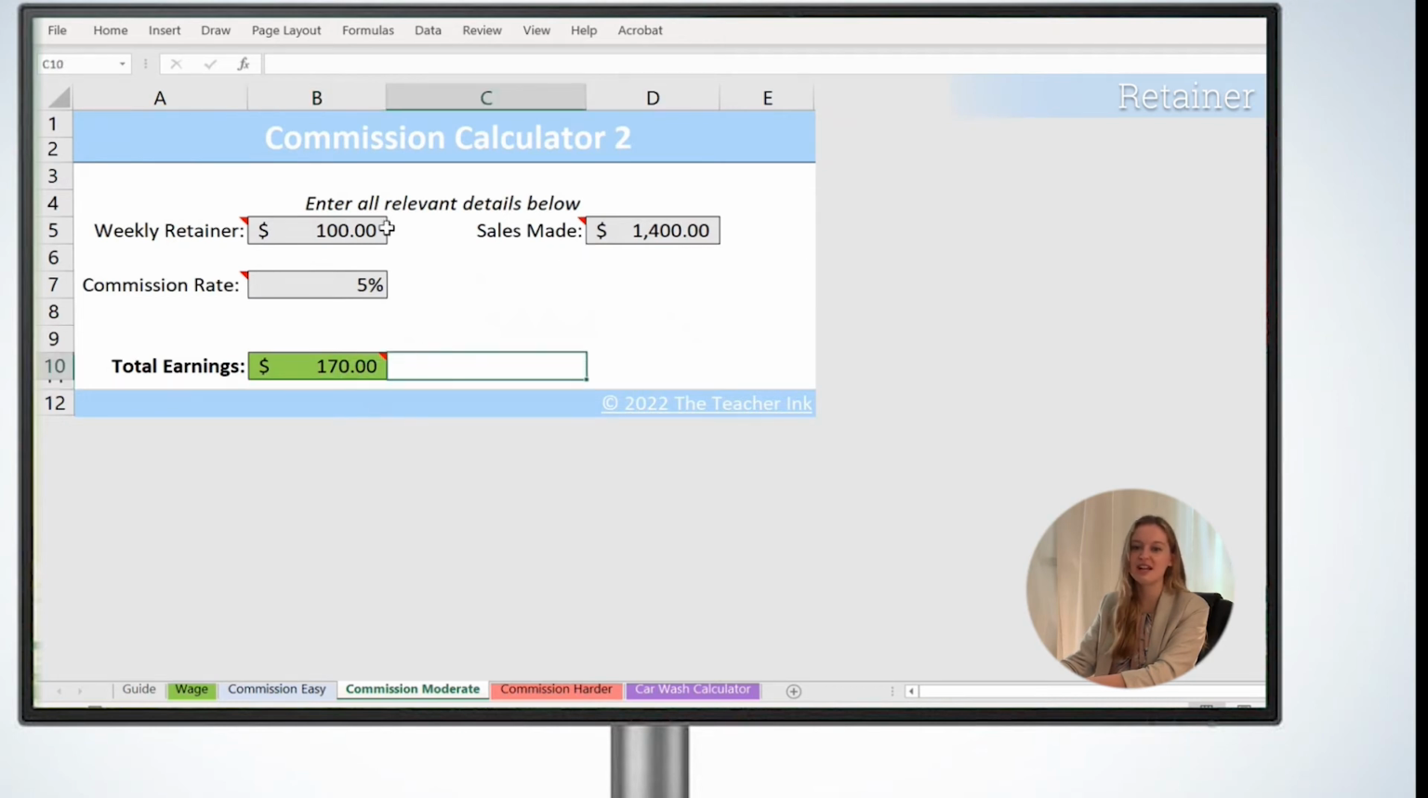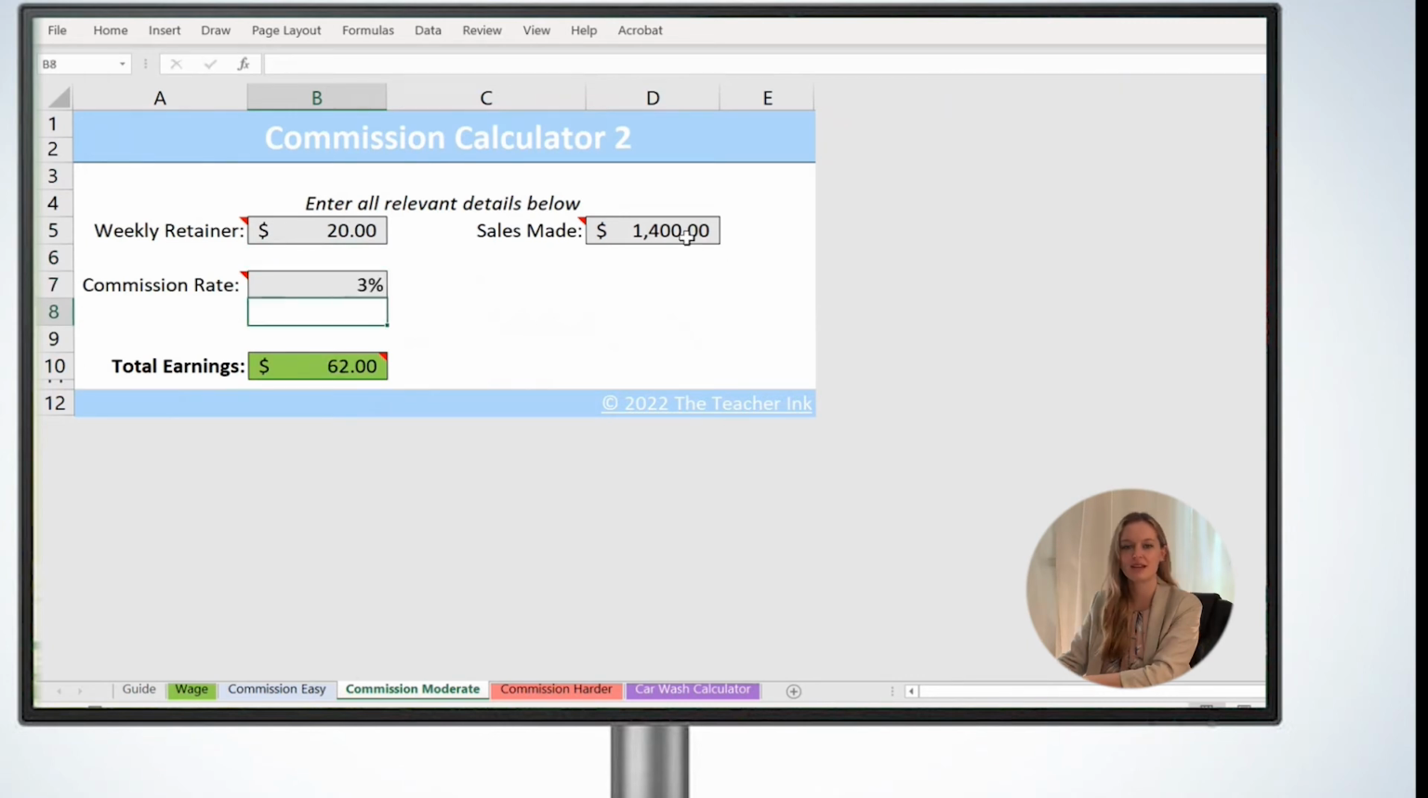Let's do our final checks. Change the retainer to anything you like. Change the commission rate and sales made as well, and ensure the total earnings cell remains green. You could even make the sales made $0. Check if your total earnings is equal to your retainer. If it turns back to yellow, something in your formula is wrong.